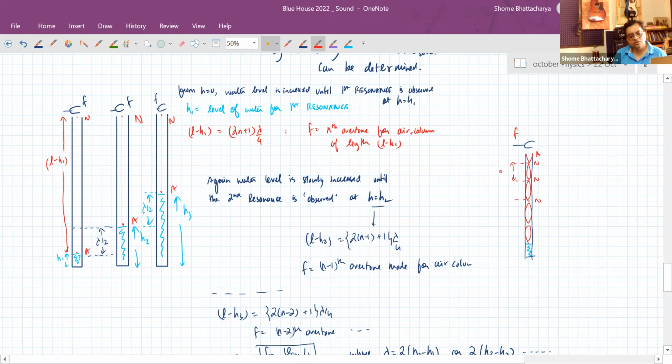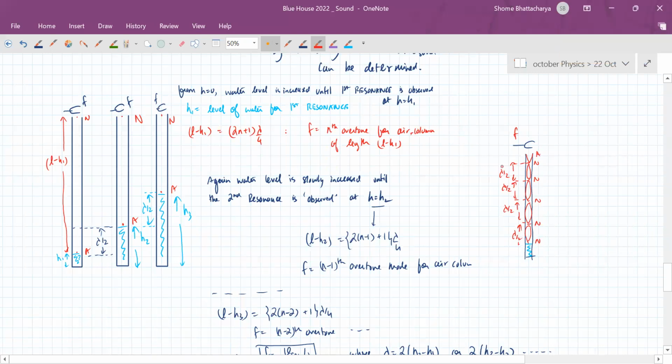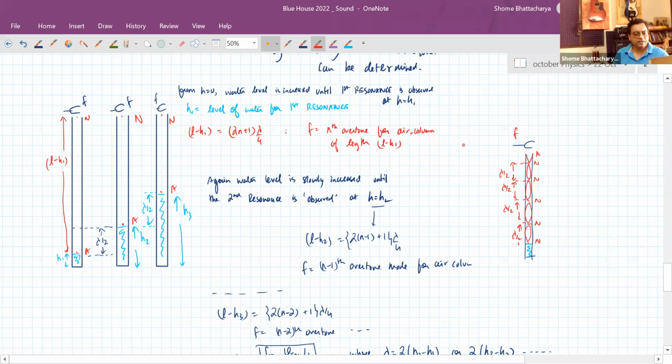So you can see that. Now if I increase the water level, I will get a resonance only when the water level reaches the next node. Sir, is it on nodes or only on antinodes? It's antinode, sir. I have done it in reverse. Anyway, the water level for this should be here.